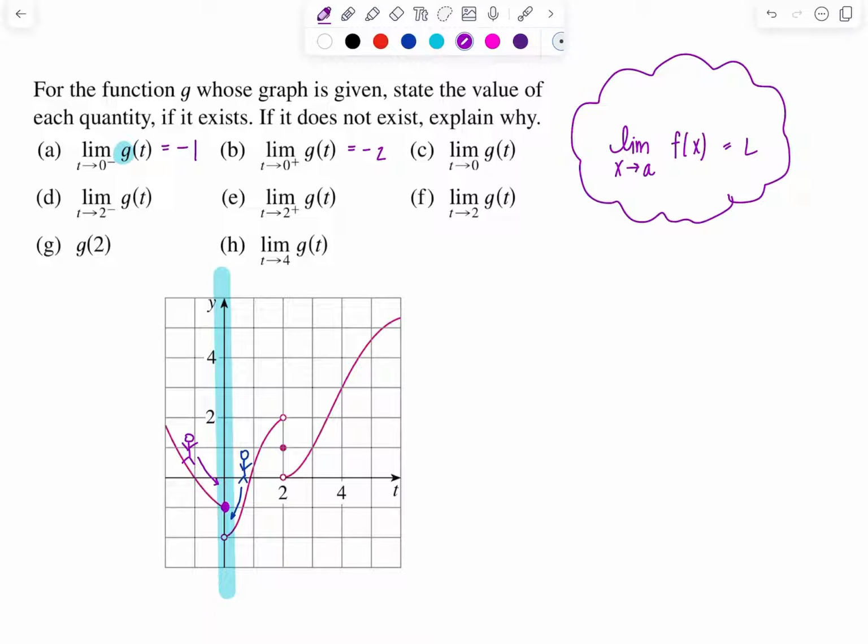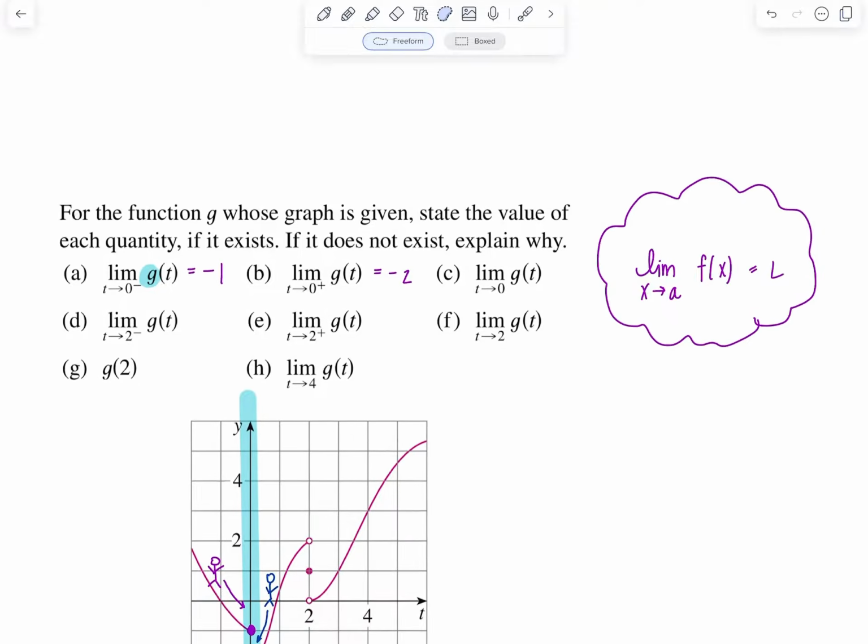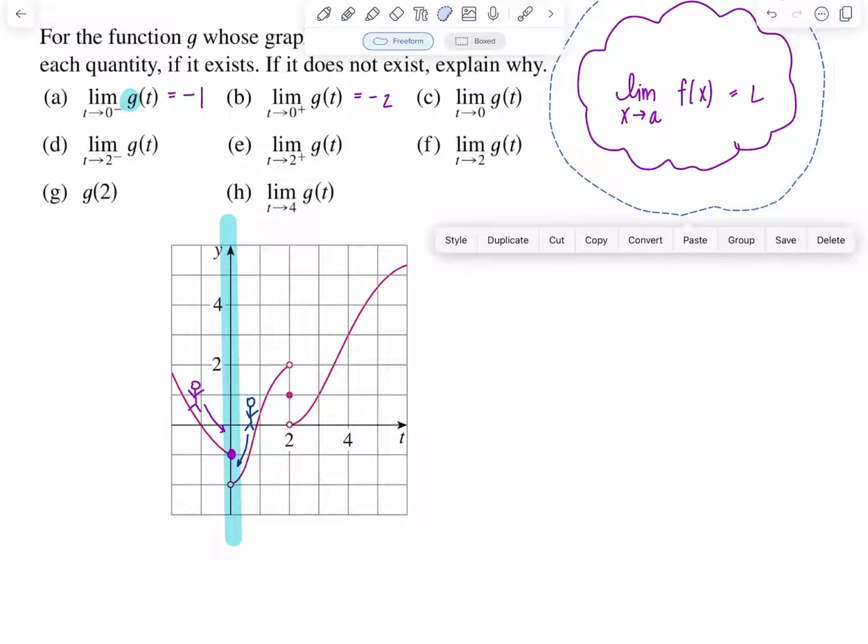Now part C says, what is the limit as t approaches 0 of g of t? This is a two-sided limit because they're not specifying from which side we're approaching. So in order to answer this question, in order to evaluate this limit, I first have to consider what's the limit from the left, what's the limit from the right, which we already did. And then in this particular case, you see how they're not equal? Well, then that means this limit does not exist. In order for the two-sided limit to exist, the limit from the left has to equal the limit from the right. So that's just going to be my explanation.